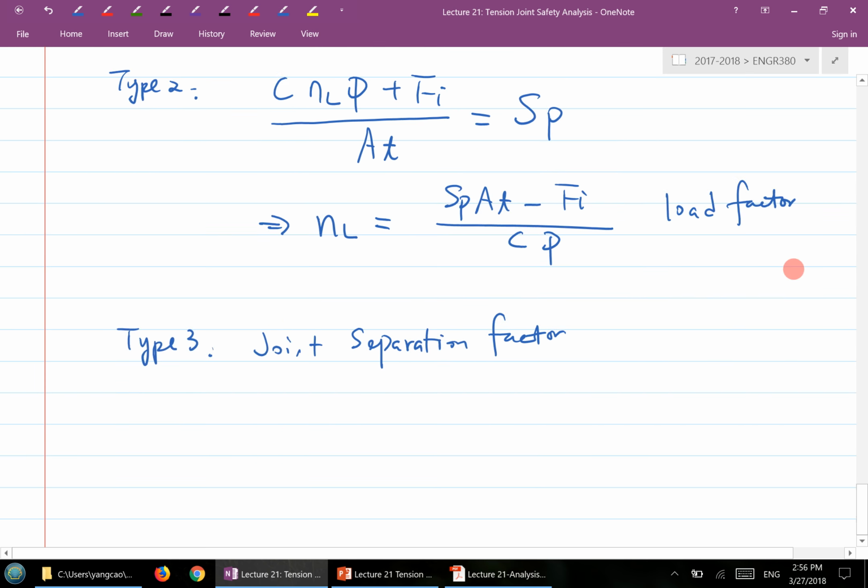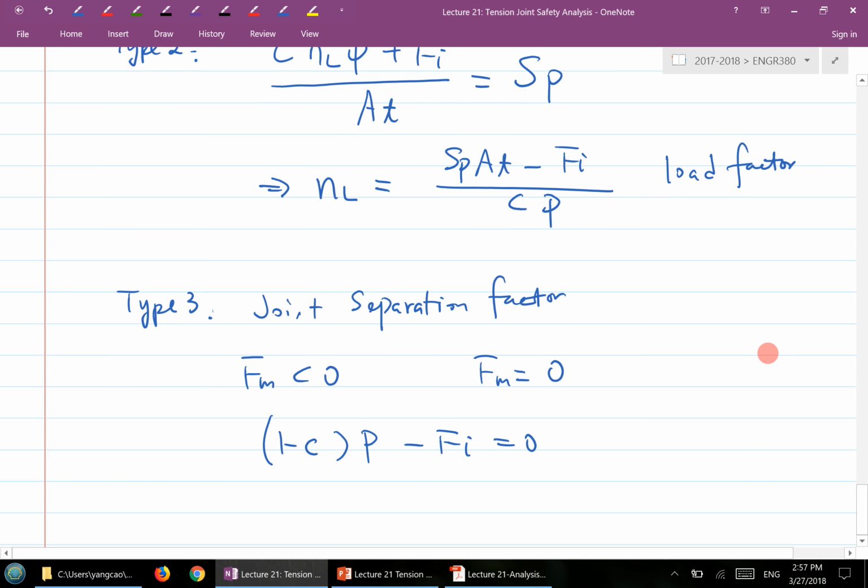Okay. So in this case, you want to make sure that this Fn is less than 0. But you look at, of course, the extreme situation. So what happens when Fm is 0? The member resulting force is 0. So all you need to do is, here is the formula for calculating the member resultant load.